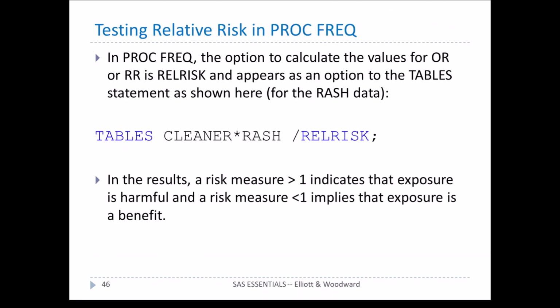All right, so how do we test that? We test it using PROC FREQ. The option to calculate the values for odds ratio or relative risk is RELRISK, and appears as shown in the TABLES option. So instead of the chi-square that we've seen up to this point, we now have RELRISK. And again, in the results, if a risk measure is greater than 1, it indicates the exposure to whatever we're measuring is harmful, and a risk less than 1 implies that the exposure is actually beneficial.